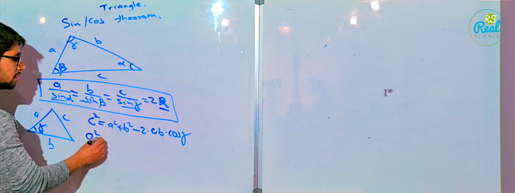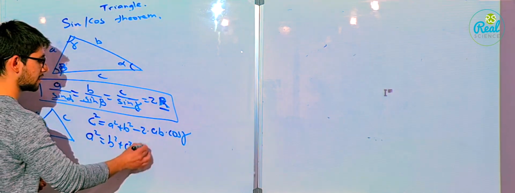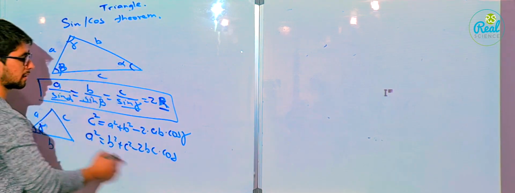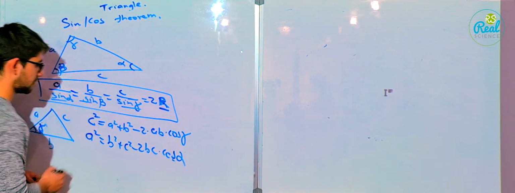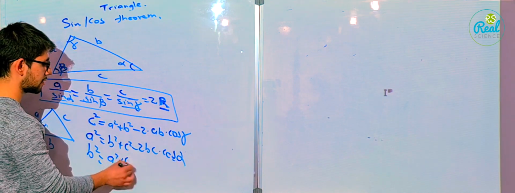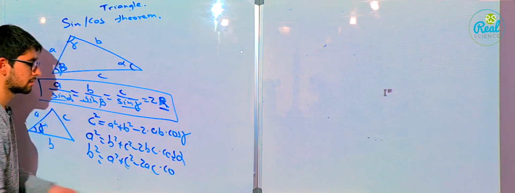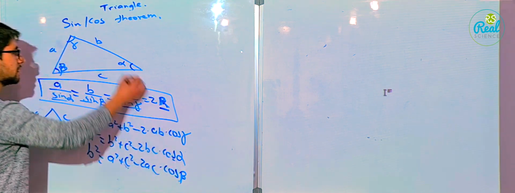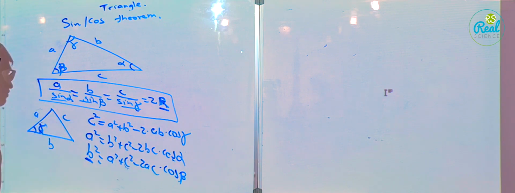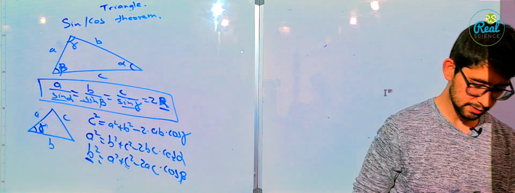So, A square equals B square plus C square minus twice of BC multiplied by cosine alpha, right? B square equals A square plus C square minus 2 times AC multiplied by cosine beta, right? Because your beta is the opposite angle to side B, right? So let's solve some problems.